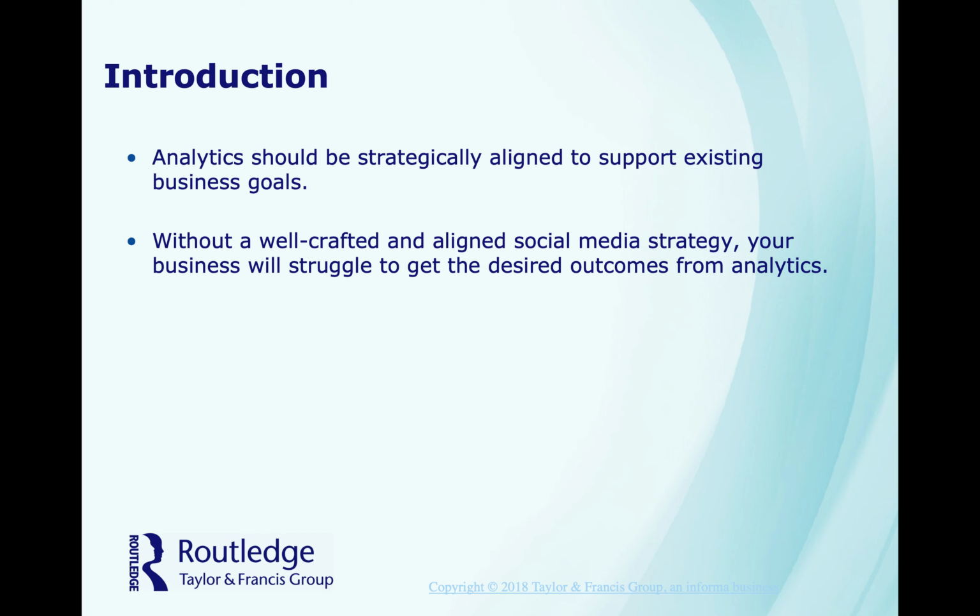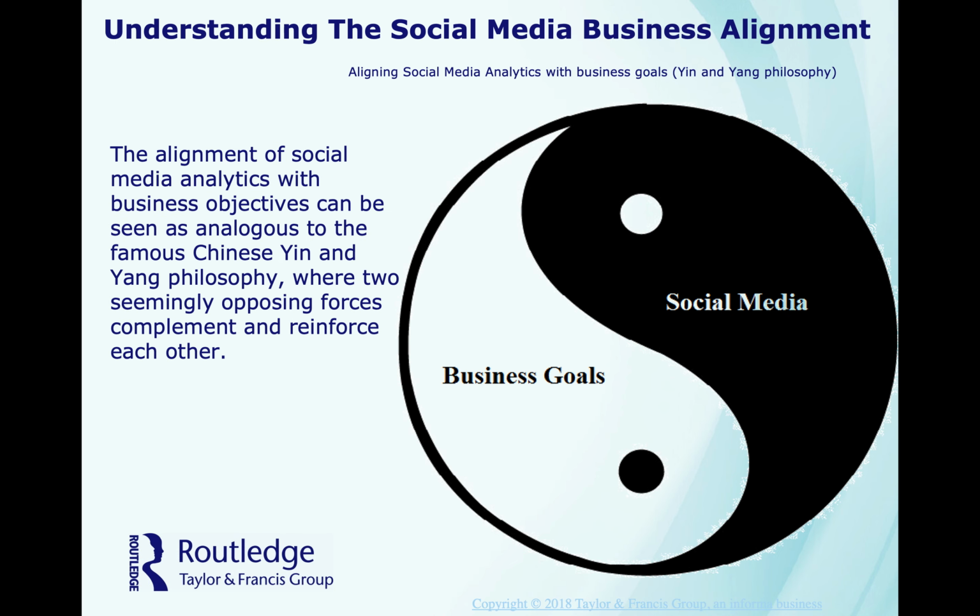So, a little introduction. Analytics should be strategically aligned to support existing business goals. We talked about this in chapters 2, 4, 5. That is the whole reason it has to support these business goals or objectives. Without a well crafted or aligned social media strategy, your business will struggle to get the desired outcomes from analytics. So think of social media and business goals as like a yin and yang philosophy. The alignment of social media analytics with business objectives can be seen as analogous to the famous Chinese yin and yang philosophy, where the two are seemingly opposing forces that complement and reinforce each other.